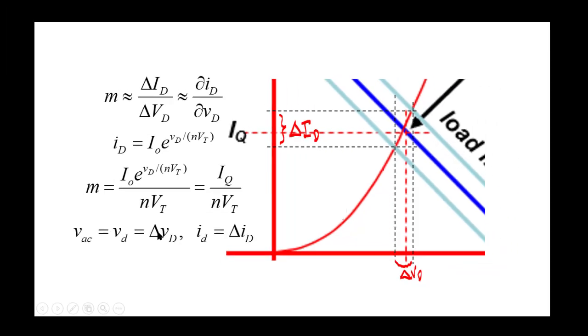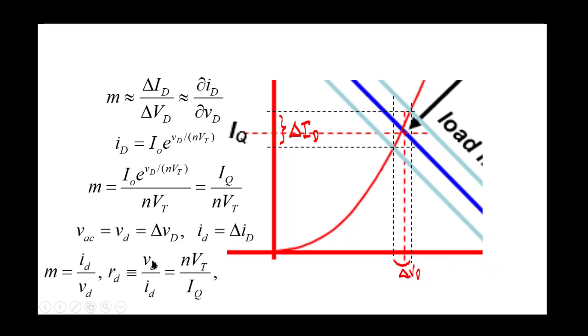Voltage divided by current. That resistance, delta VD over delta ID, turns out to be N times VT, the thermal voltage, divided by IDQ, the current in the diode in DC, the current in the diode at the quiescent point. So this tells us that for the AC signal, the diode looks like a mere resistor with the value RD. We call RD the dynamic resistance of the diode at the point of operation Q.